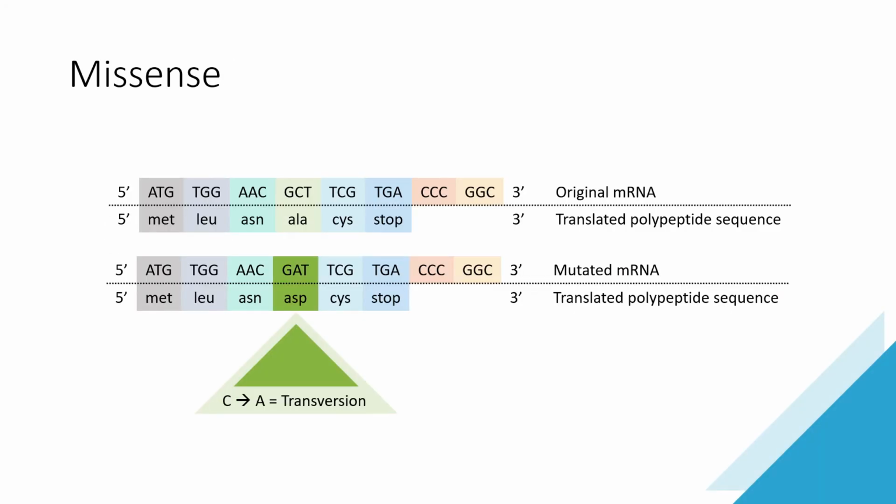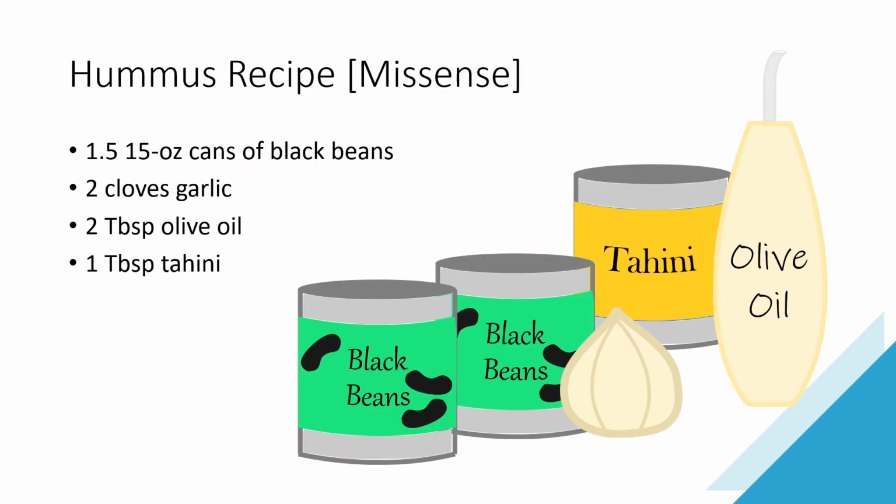For a missense point mutation, a single nucleotide base is switched with another one, such that the codon codes for a different amino acid. In this example, the pyrimidine C is switched for a purine A, which is a transversion. In the recipe analogy, a missense would be like switching the chickpeas for black beans. Although the result may still be edible, it is a different end product than the originally intended hummus.